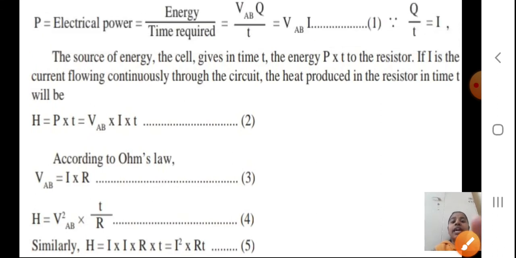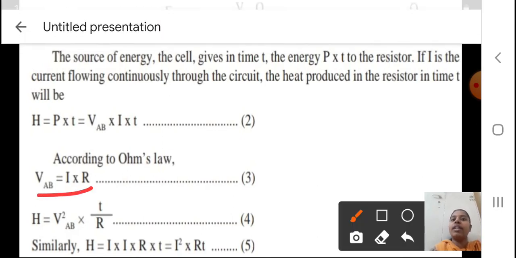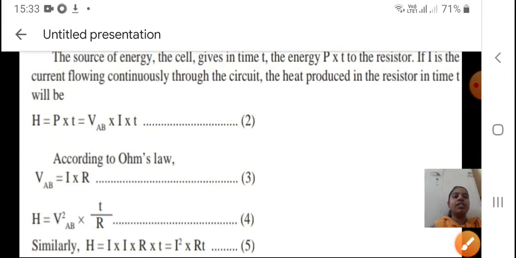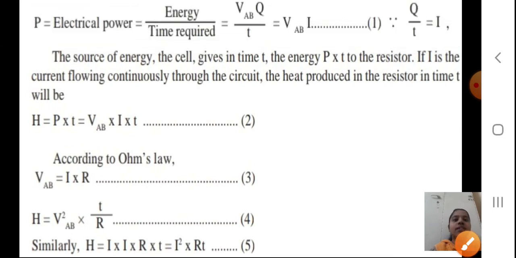Just see here, H you have VAB into I into T. Now you know the VAB value you have got, that is I into R. So I have substituted here, instead of VAB I have written I into R. Imagine one I and one R, and the remaining is I and T. So what did it become, student? I square RT. H is equal to I square RT. So we'll proceed. I hope till here it is clear.